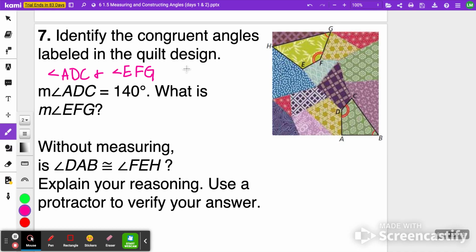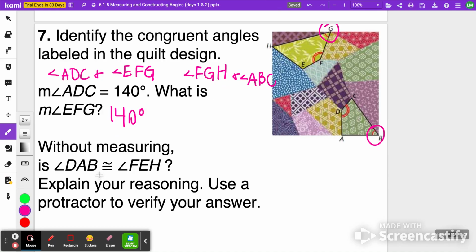One of the other ones we can say maybe is angle FGH. So if you notice, G has this one ring around it, which could be also congruent with angle ABC. Again, that's focusing on the vertex B. Both G and B have that single ring vertex. Next, if the measure of ADC is 140, EFG would also be 140 degrees just because they are congruent.